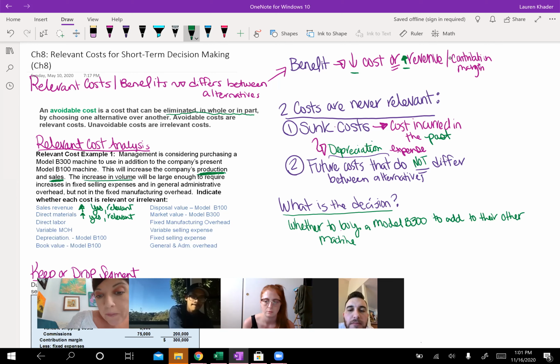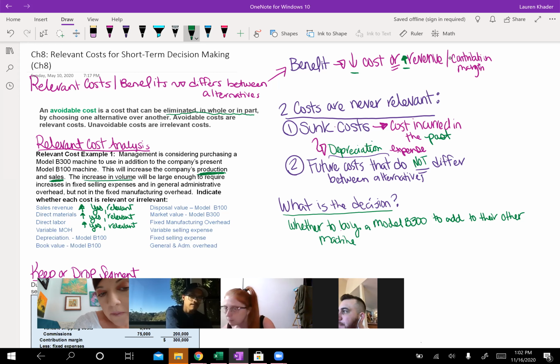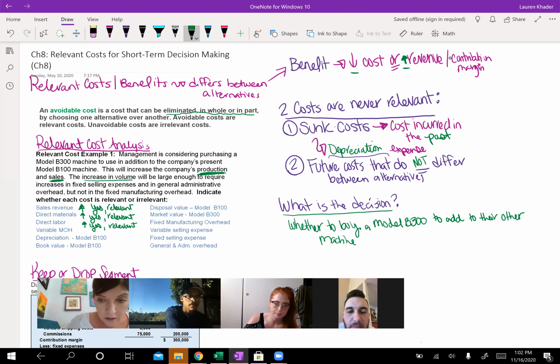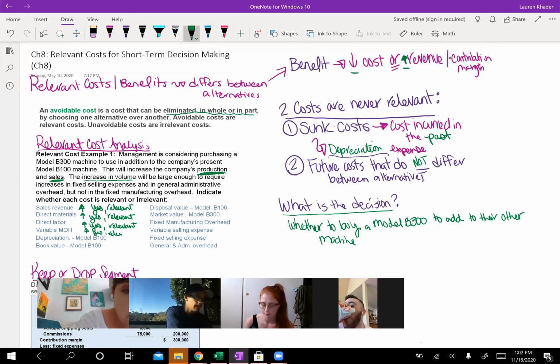Direct labor. Yes, direct labor costs are also going to increase because, again, it's a variable cost. Production is increasing, so direct labor costs are going to increase. Variable manufacturing overhead. Yes, again, production is increasing, so you're going to see an increase in variable manufacturing overhead.